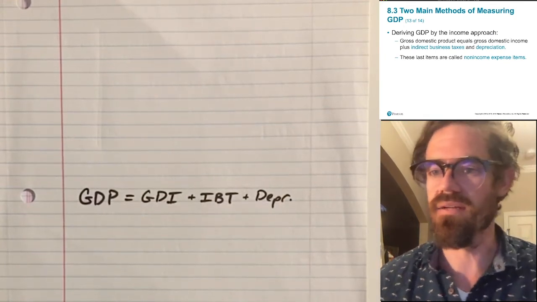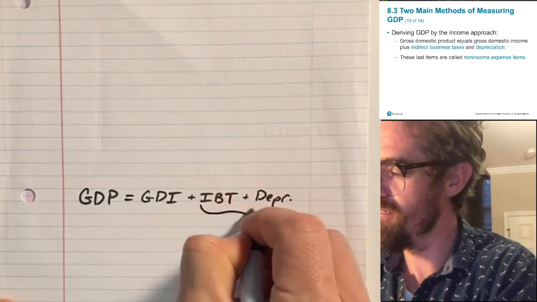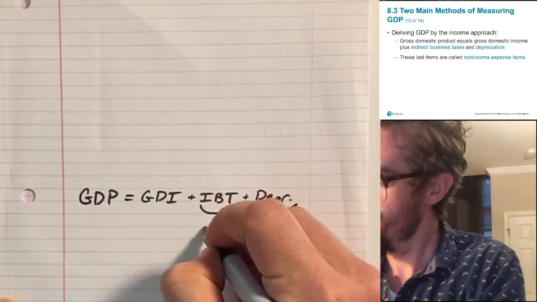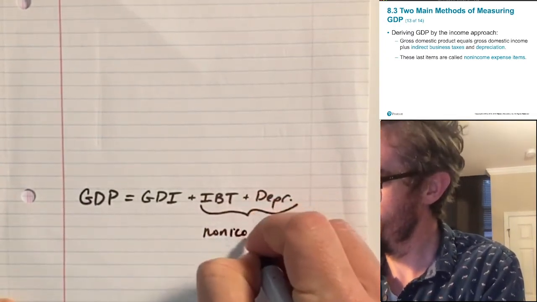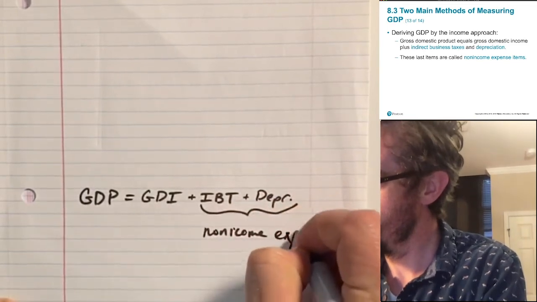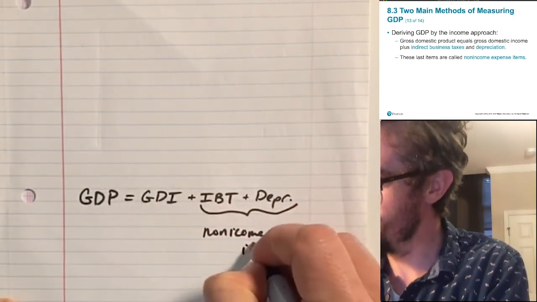Again, these last two items here are called non-income expense items.